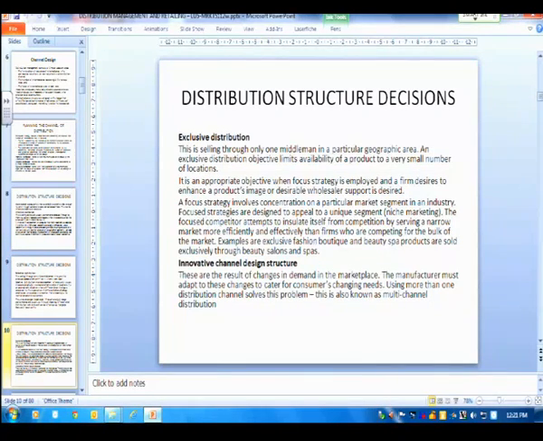Subheading: innovative channel design structure. These are the result of changes in demand in the marketplace. The manufacturer must adapt to these changes to cater for consumers' changing needs. Using more than one distribution channel solves these problems. This is also known as multi-channel distribution.